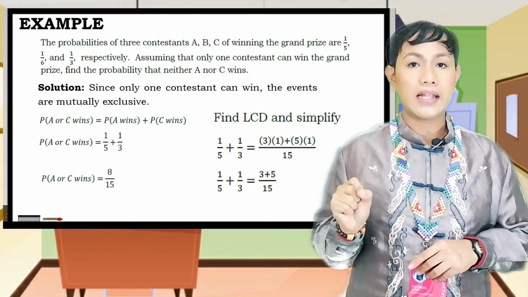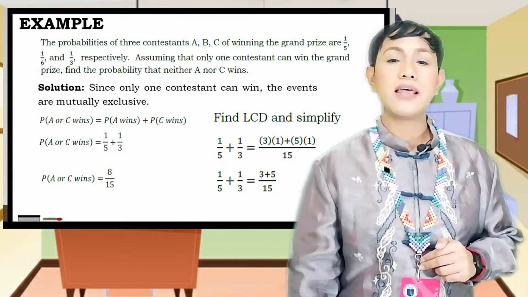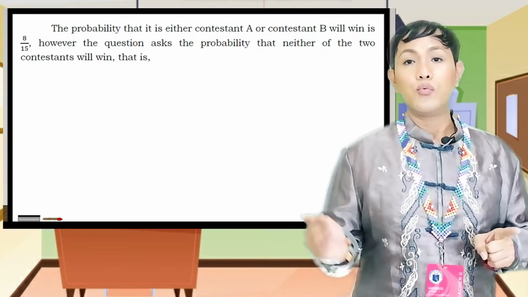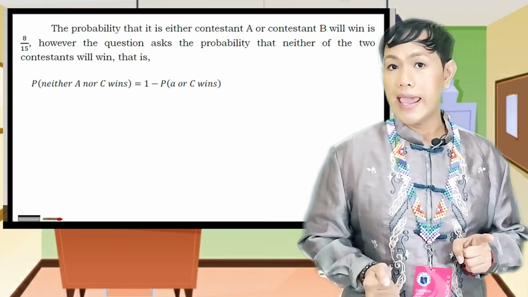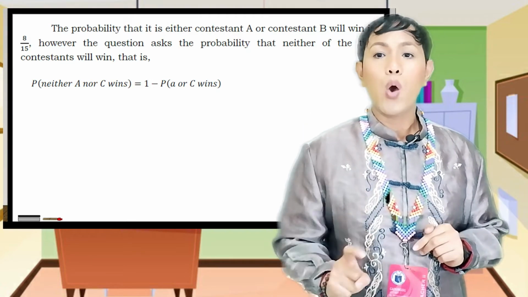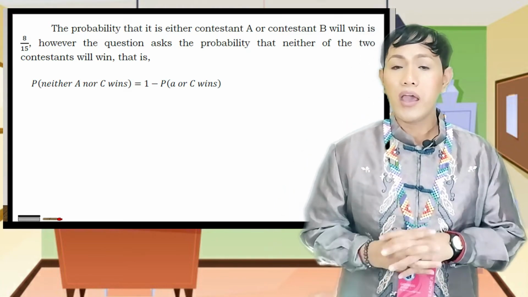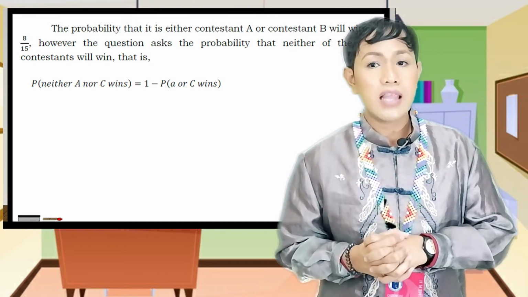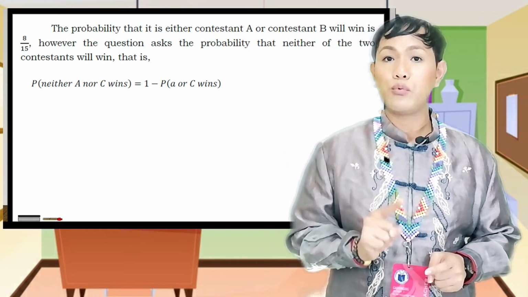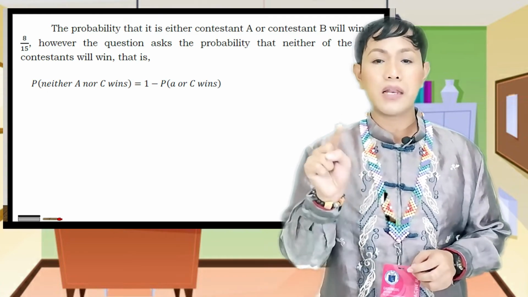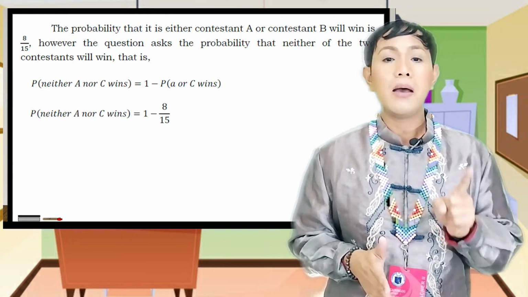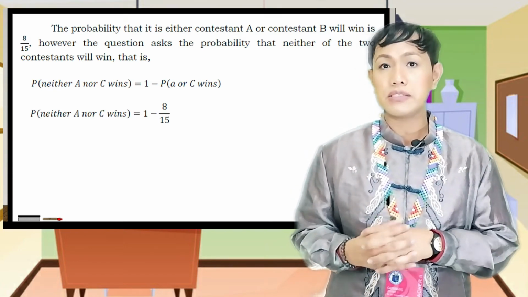But that is not yet the answer to this problem. What we're going to do is subtract this 8/15 from 1 because we are going to answer the probability that neither A nor C wins. The probability that either contestant A or contestant C will win is 8/15. However, the question asks the probability that neither of the two contestants will win. That is, the probability that neither A nor C wins is equal to 1 minus the probability that A or C wins. Therefore, continuing with the solution, we have 1 minus 8/15, which we have previously solved.